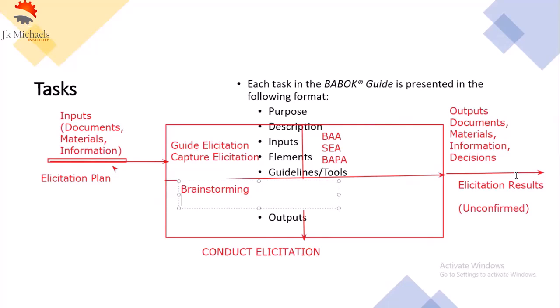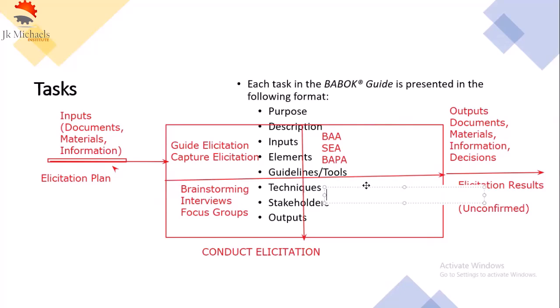Techniques can be things like brainstorming. Techniques can be things like interviews. Techniques can be things like what? Focus groups. These are all very good elicitation techniques to be able to draw out elicitation from a group of stakeholders. Why, the stakeholders can be things like what? The sponsor. Stakeholders can be the domain subject matter experts and what have you.